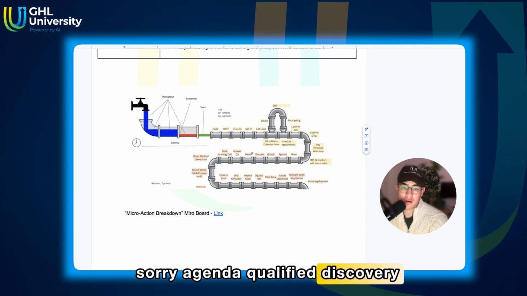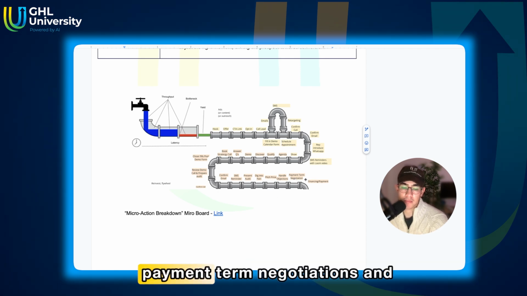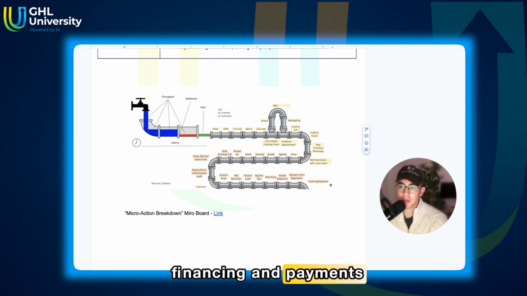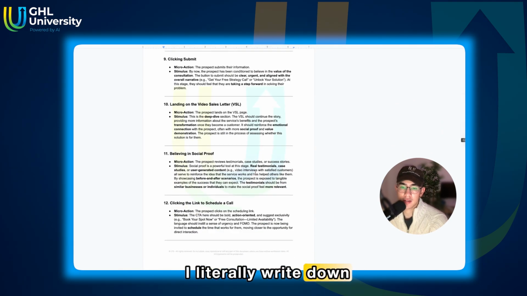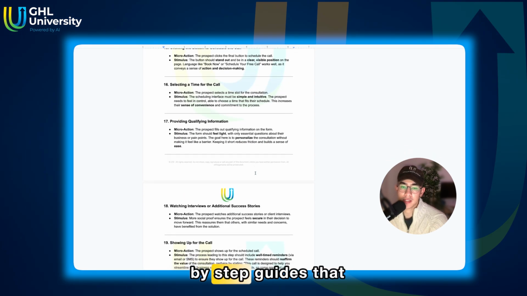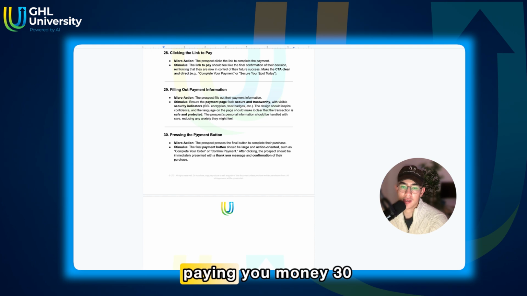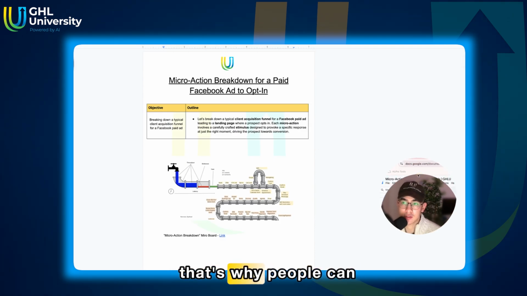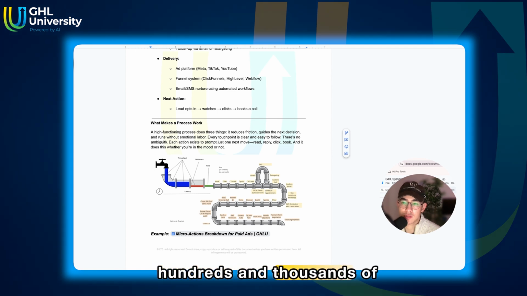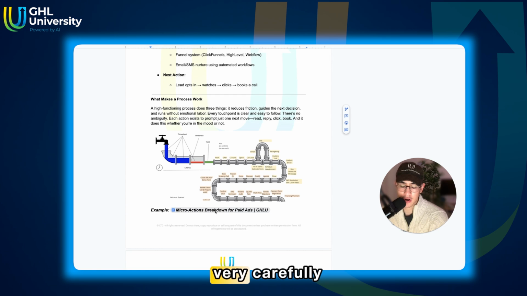agenda, qualified, discovery, demo, book the strategy call if they need a second call, dig into pain, pitch price, handle objections, payment, term negotiations, and financing and payments. Pretty sick. And in each of these steps, I literally write down the step-by-step guides that they have to do to get to the point of paying you money. 30 steps, guys. It's long and extensive. That's why people can spend hundreds and thousands of dollars a month on ads. So read it very carefully. It's a resource.